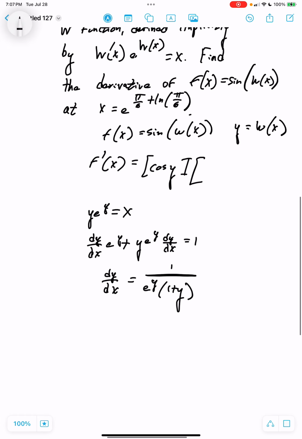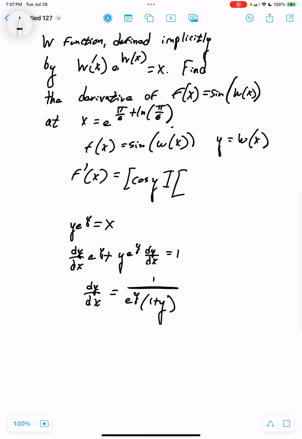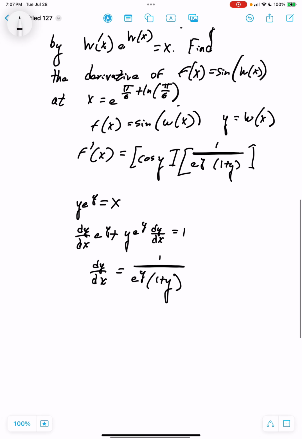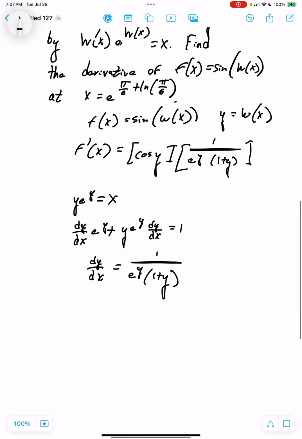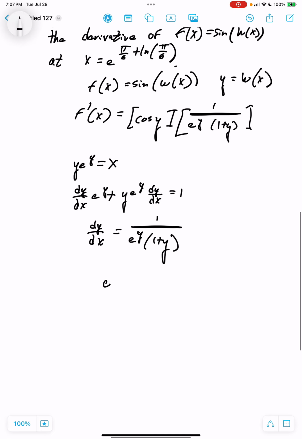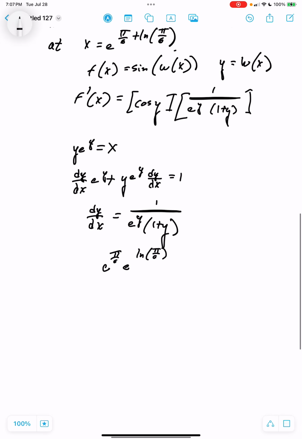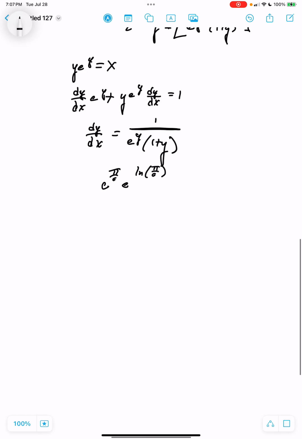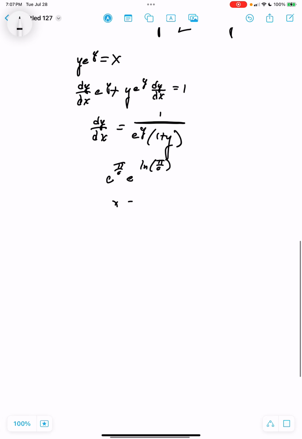So now I know f'(x) is cos(y) over e^y times (1 + y). Now I need to figure out what my y value is. Well, I'm at x = e^(π/6) + ln(π/6). I can simplify this to e^(π/6) times e^(ln(π/6)). e to the ln of π/6 is just π/6. So I get x = (π/6) e^(π/6).